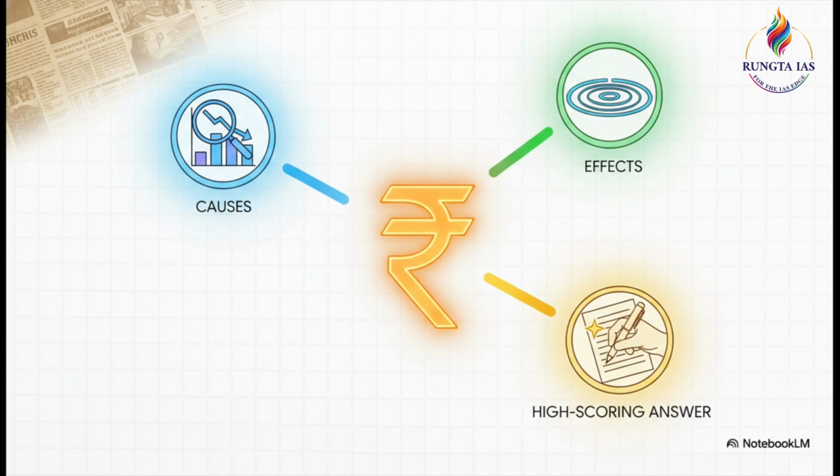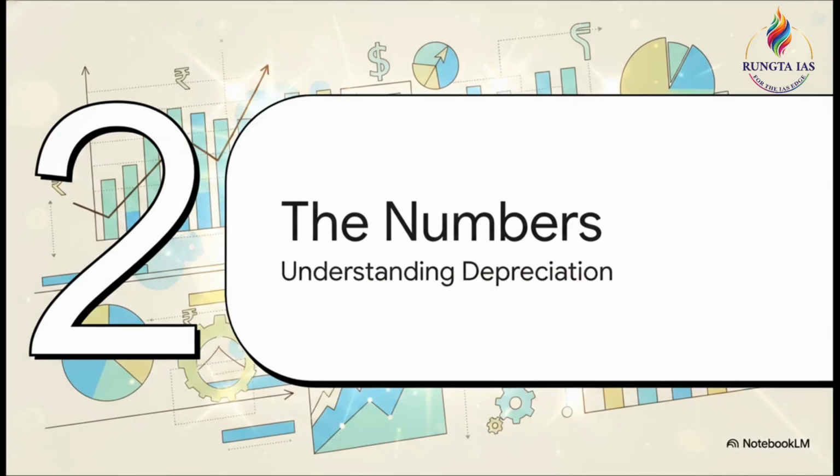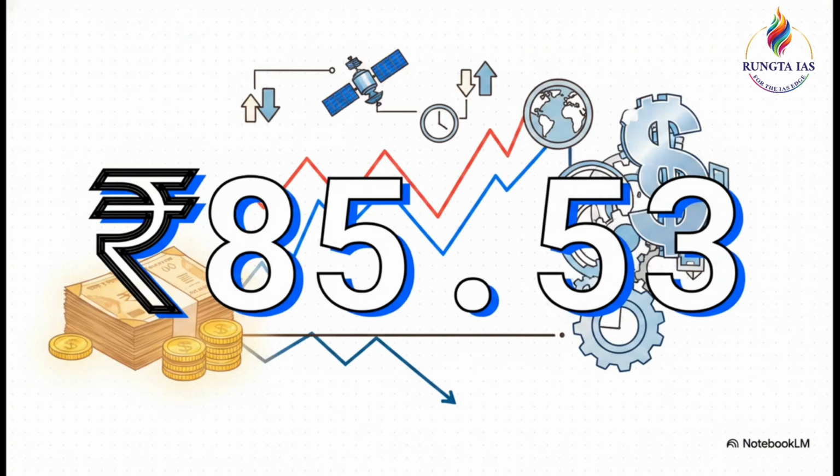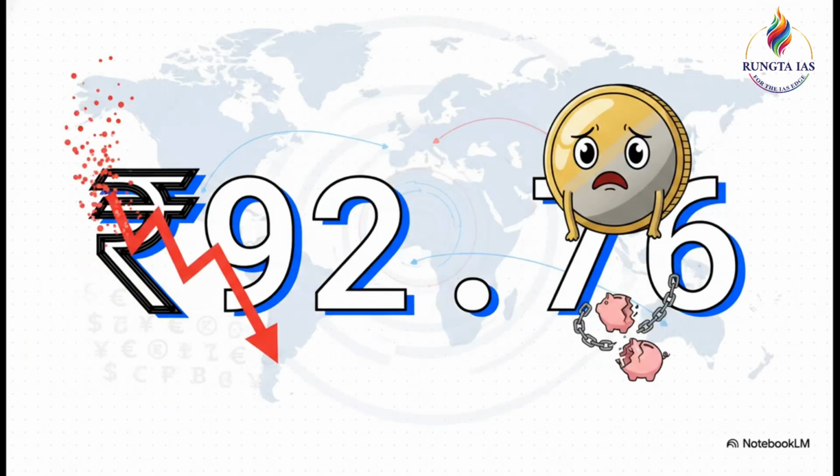All right, let's get started by looking at some numbers. To really get a grip on what we're talking about, there's no better way than to start with the actual data. Let's look at what our source material tells us. Okay, so here's our starting point. The source is projecting that by March 2025, the rupee will be at 85.53 to $1. Think of this as our baseline, the point from which we'll measure the change. But now, look at this. The projection for just 1 year later, March 2026, is 92.76.